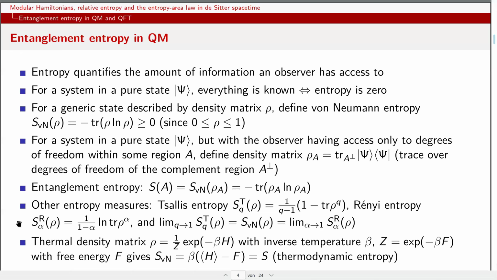And why is it called entropy? Well, consider a system in a thermal state. That means that the density matrix has a thermal form. So it's 1 over Z times exponential of minus beta H. Beta is usually the inverse temperature. Z is the normalization constant to make the eigenvalues between 0 and 1. We can write it as exponential of minus beta F, where F is the free energy. And then it's very easy to see that the von Neumann entropy of this density matrix is just beta times the expectation value of H minus F. So this is nothing else than the thermodynamic entropy. And this is why it's a good entropy measure and why it works.